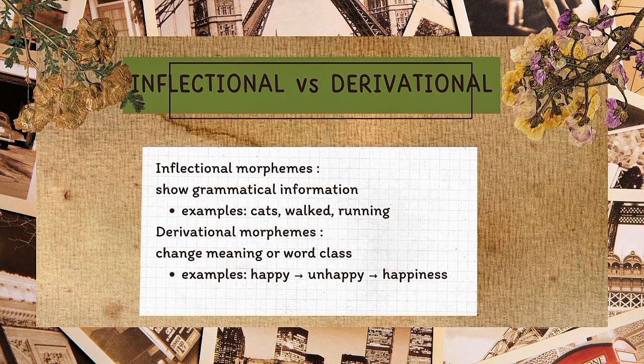The second type is derivational morphemes. Derivational morphemes are used to create new words. They can change the meaning or the word class. For example, happy becomes unhappy, beauty becomes beautiful, and teach becomes teacher. In these examples, the meaning or function of the word changes. That is why derivational morphemes are very important for vocabulary development.